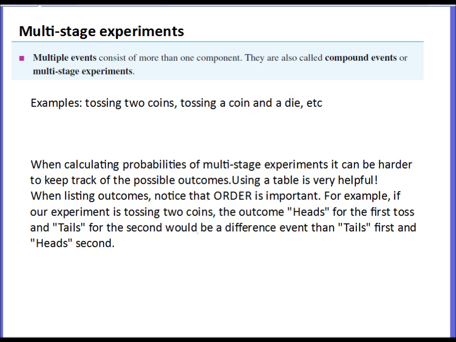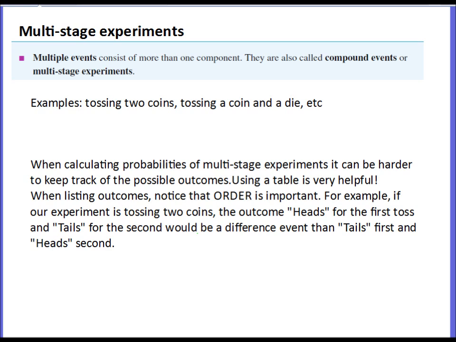It can make it difficult then to keep track of what's going on in a multi-stage experiment because there's this combination of possible outcomes. So I'm going to show you today how to use a table to keep track of multi-stage events.